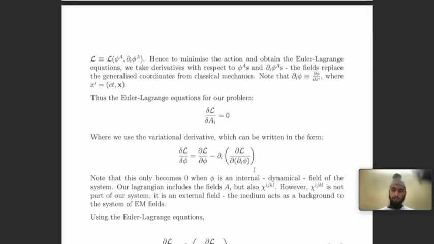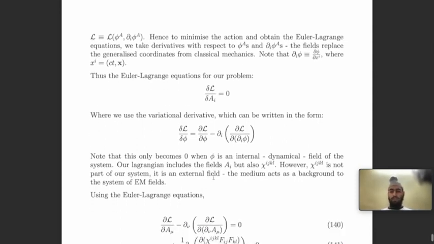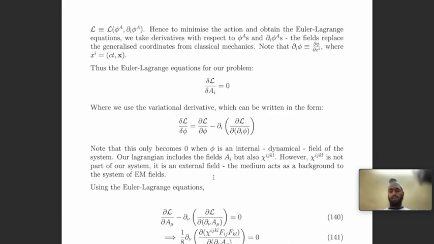Important to note here are two things. Number one, we're taking derivatives with respect to fields and the derivatives of the fields, not with respect to x or t, because this is field theory. This is a field theory Lagrangian. So that is what the Euler-Lagrange equations in field theory become.